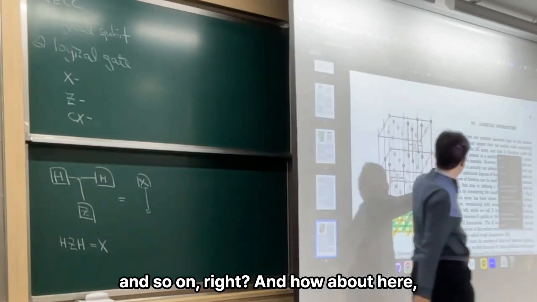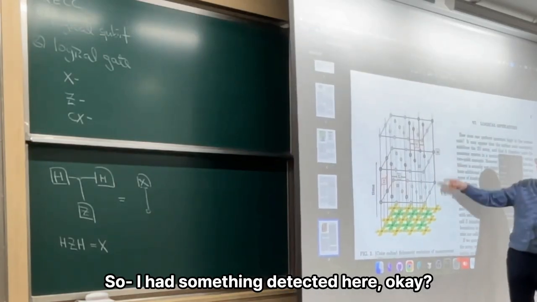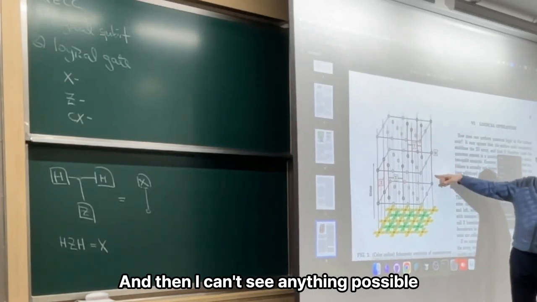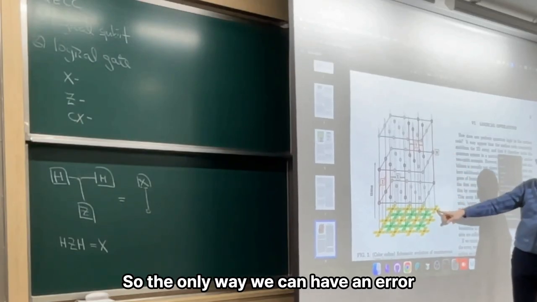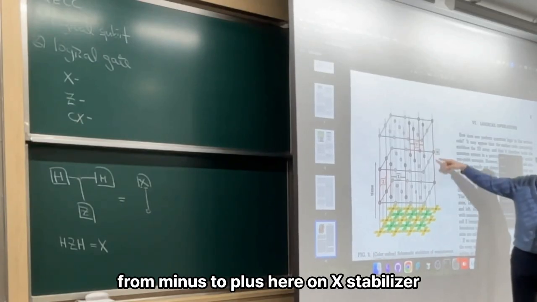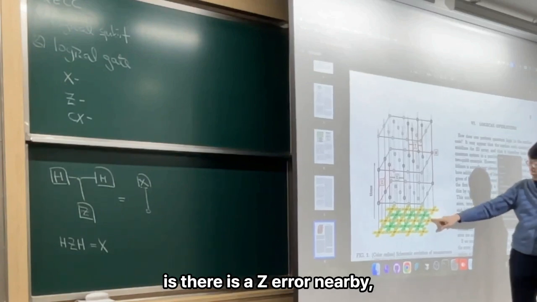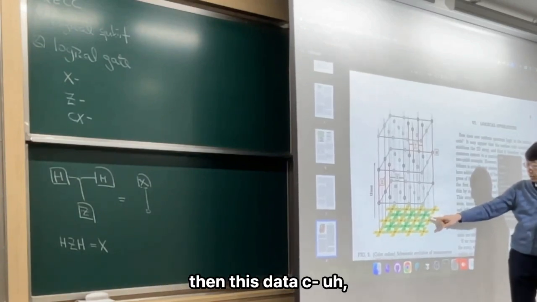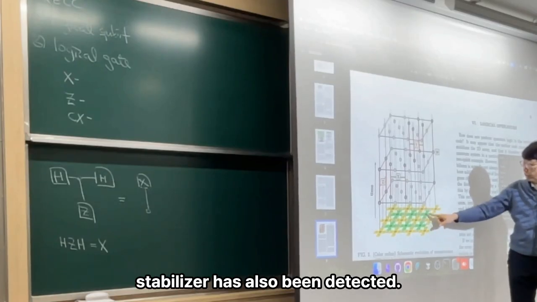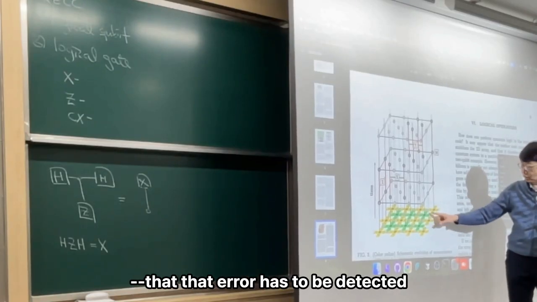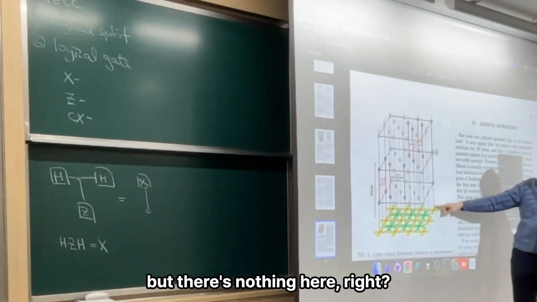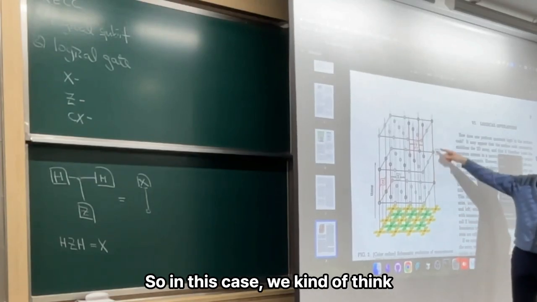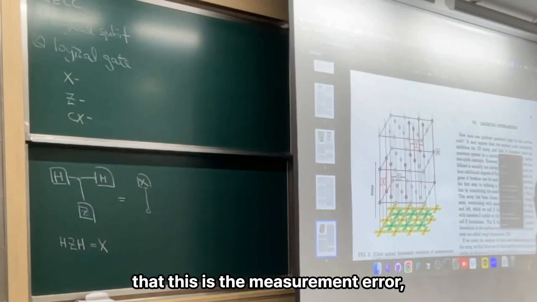And how about here? So I had something detected here, okay? And then I can't see anything possible to have this error, right? So the only way we can have an error from minus to plus here on the X stabilizer is if there is a Z error nearby. But if there is a Z error nearby, then this data stabilizer has also been detected. The Z error has to be detected by this data stabilizer. But there's nothing here, right? I mean, it's just one thing. So in this case, we think that this is the measurement error.